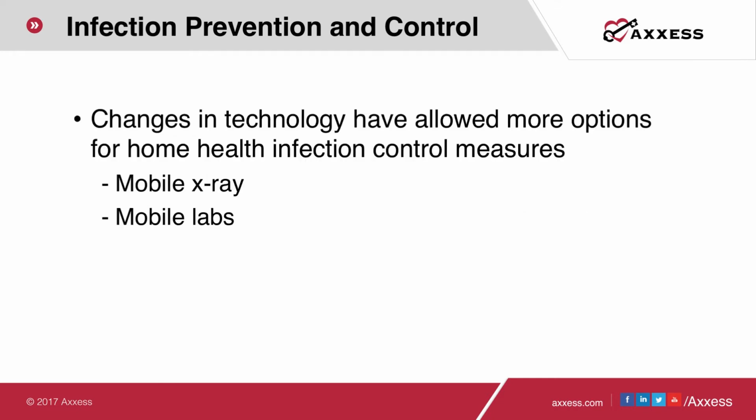However, we do see some changes in technology that have allowed for more options for home health infection control measures. We now have the ability to order, especially in large metroplex cities at least, mobile x-rays and mobile labs. And of course, we can get orders to do labs as well and have those sent off for analysis. So we're seeing some adaptation for home health setting, but still it's not as easy as it might be in other settings that are brick and mortar, let's say.